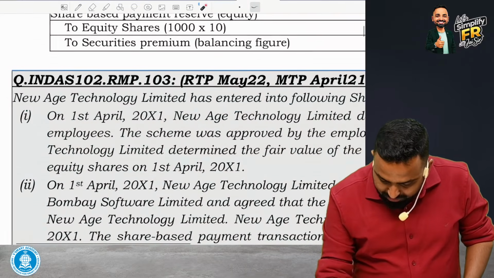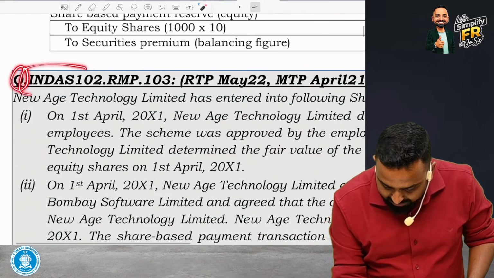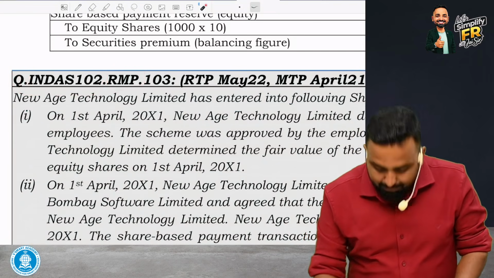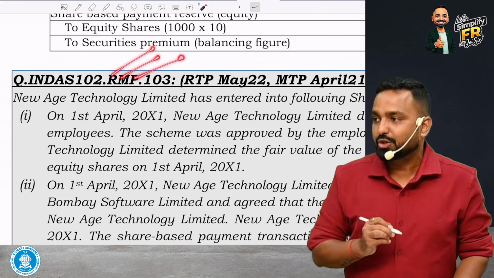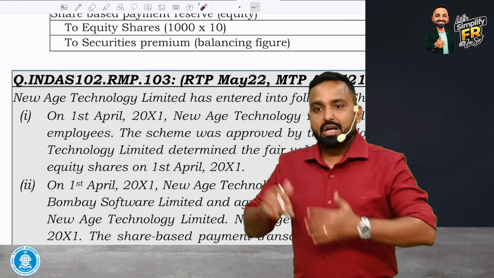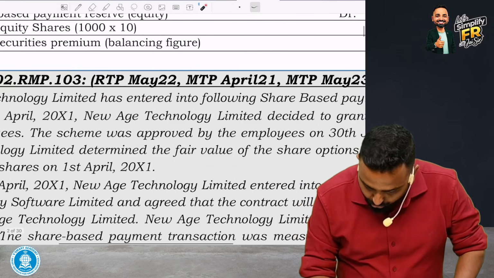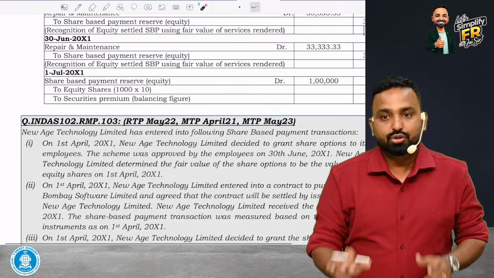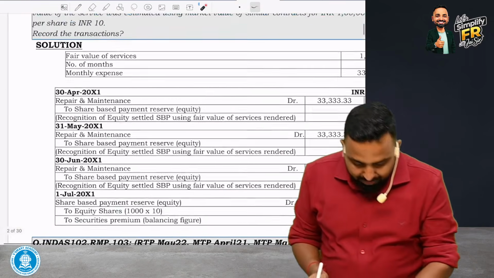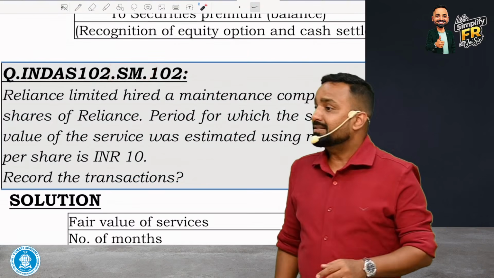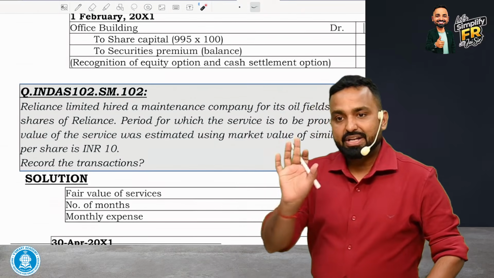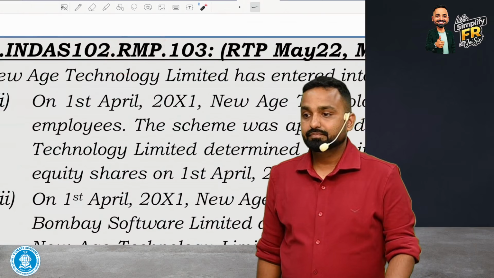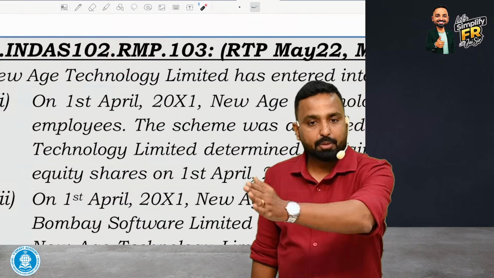Now 103. What is the question? Question Ind AS 102. This is my coding only. RMP means RTP, mock test paper, PYQ. So this question is taken from any RMP. So this came in the RTP, this MTP, this MTP. So this is not an ICAI module question. Whenever you look at SM, that means you are covering your ICAI module. When you look at this, it's an RTP, MTP or PYQ question.